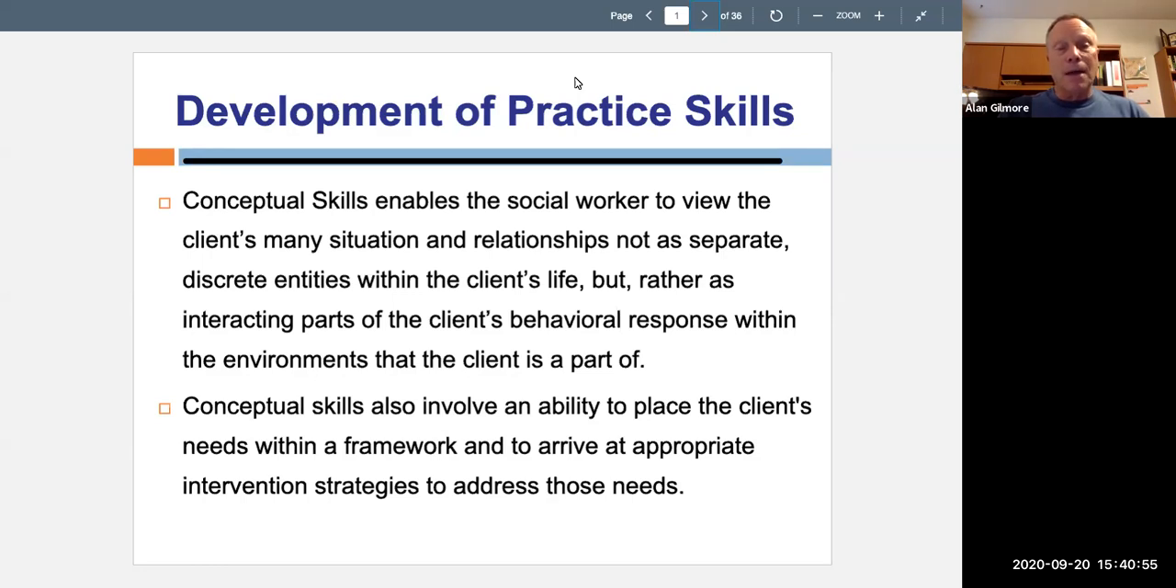It's important to learn how to integrate all of those issues together so that you're not looking at 6 different things separately, but at 6 different things and their relationship to each other and to the client. Conceptual skills also involve an ability to place the client's needs within a framework and to arrive at appropriate intervention strategies to address those needs. Rather than looking at 6 separate issues, you're looking at it comprehensively, and you'll often find that whatever you've decided to implement is going to address many more than just the one that the client presented with. As an effective strategy, so the client isn't in counseling for a long period of time, more than one issue can be addressed by a single intervention.